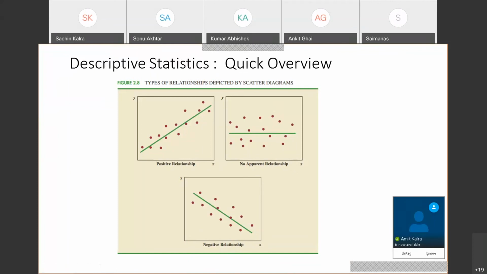But that negative relationship doesn't mean the cause is there. With correlation, we find there is a relation, but cause and effect cannot be determined. We have to do further analysis.